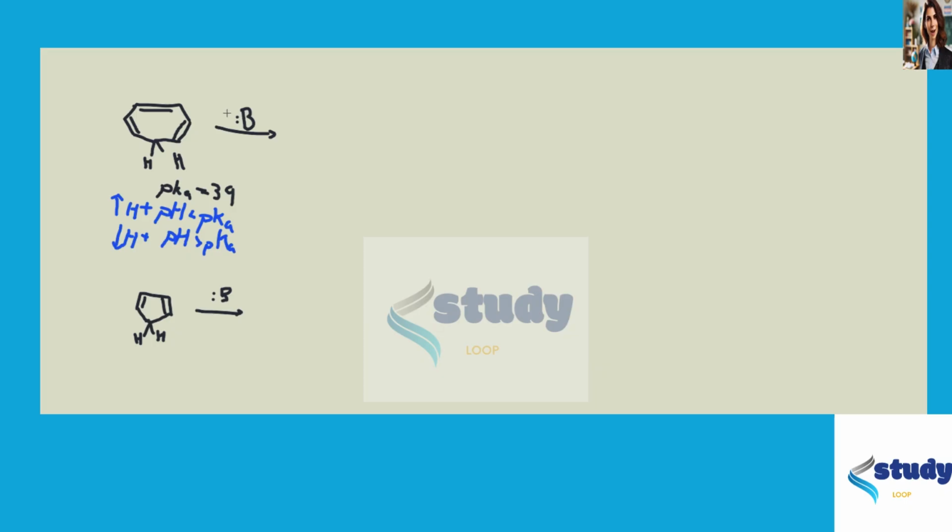So now what happens? Well, we have a strong base and we have these acidic protons. We know that this base is going to rip off one of these protons. This is going to give us an anionic product, a carbanion now with 2 lone pair electrons.